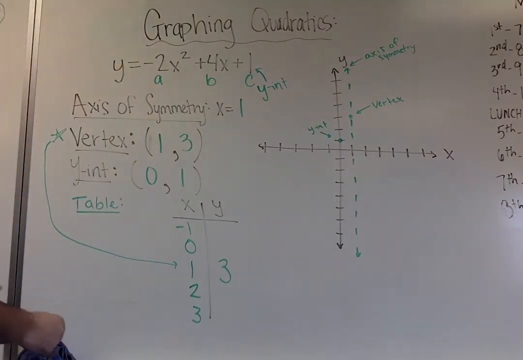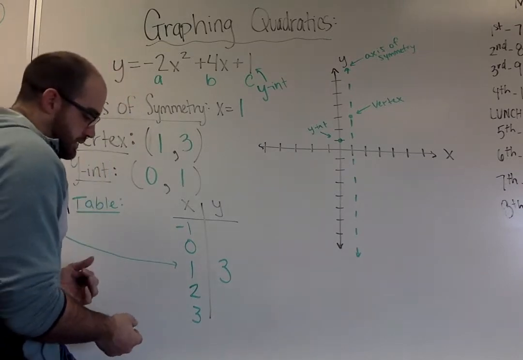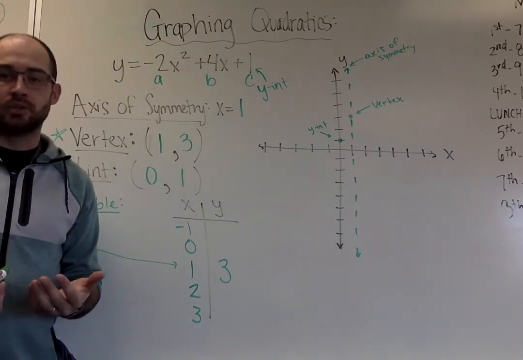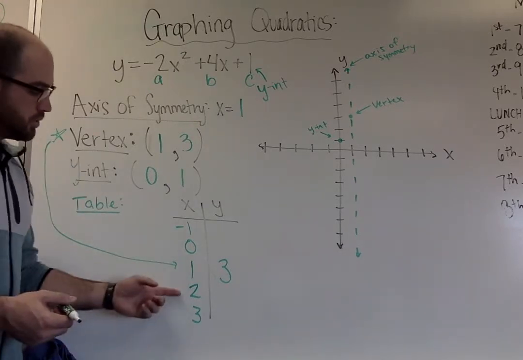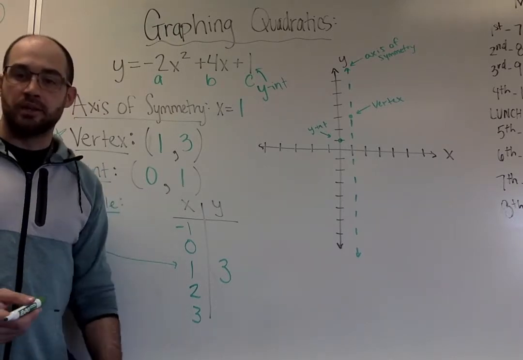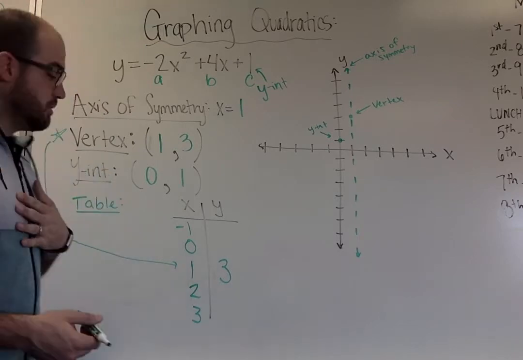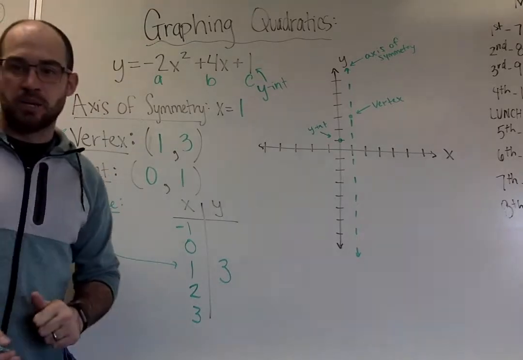I already have my vertex, so I technically only need to get 2 other points. It is your choice which ones you want to use. If you want to do -1 and 0 or 2 and 3, you can go ahead and do that. I would always choose the easier numbers, and 0 is always the easiest number to plug in.